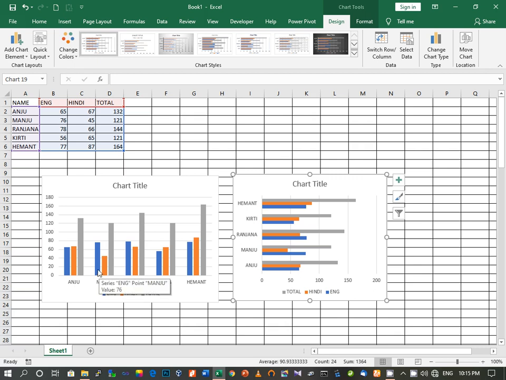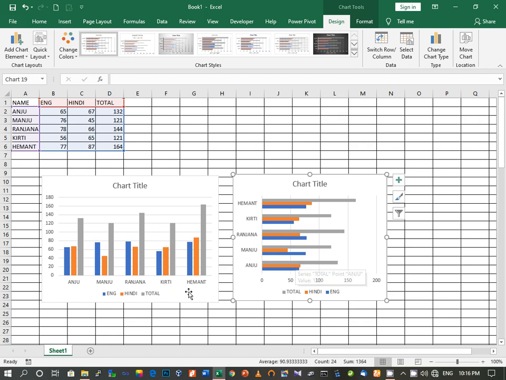So in a column chart the data series will be in vertical lines, and here the data series will be in horizontal lines. These sleeping lines we call horizontal lines. So these are horizontal lines and these are vertical lines. The data series are in vertical lines. So this is the major difference between the column chart and the bar chart.